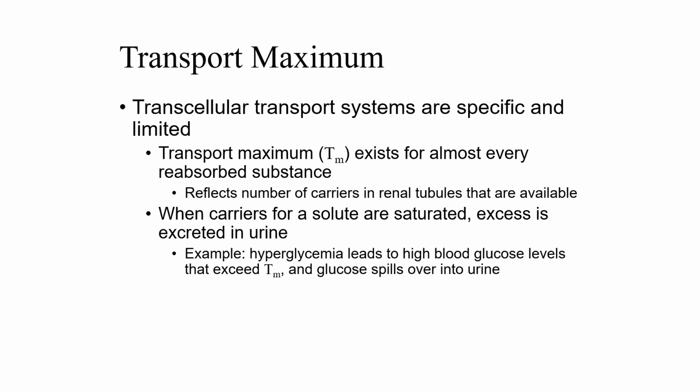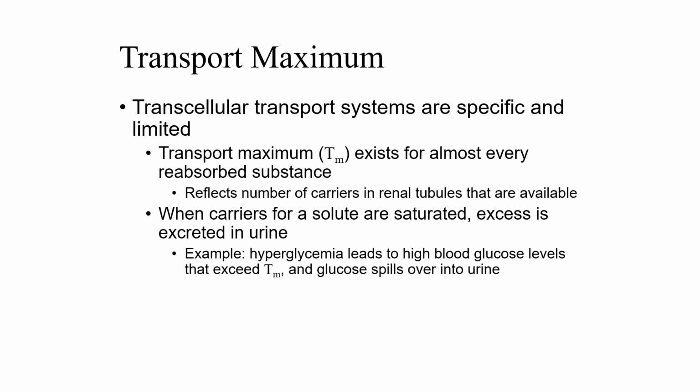So, there comes a point where the cell just can't transport anymore. And this is called the transport maximum. Basically, the carriers are all full and they can't carry any more than they are. So when carriers for a solute are saturated, so that solute can't be reabsorbed into the peritubular capillaries, then it's excreted in the urine.